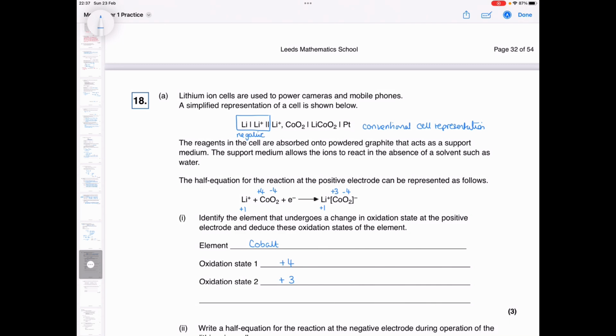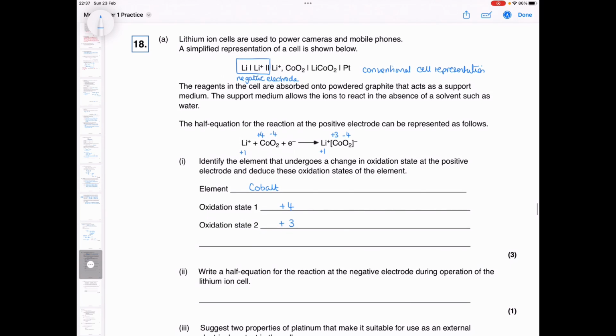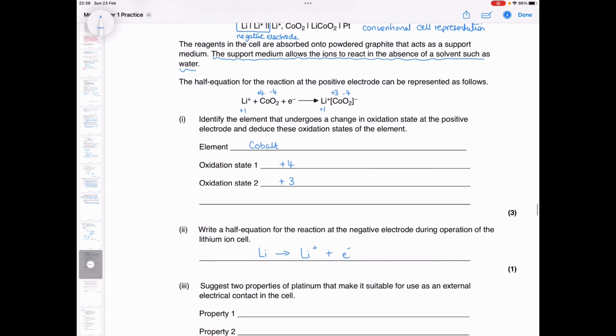So that's the negative electrode. That's where oxidation takes place. And we can see that the lithium is oxidized to lithium plus. So Li goes to Li+ + e- at the negative. Don't put any state symbols in there because, as it tells us, the support medium allows the ions to react in the absence of a solvent. So don't be tempted to put aqueous or solid. Just leave the state symbols absent here.